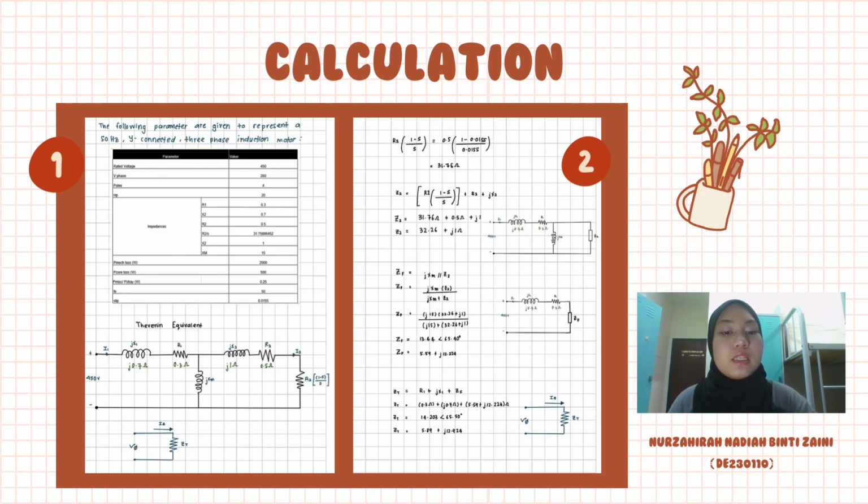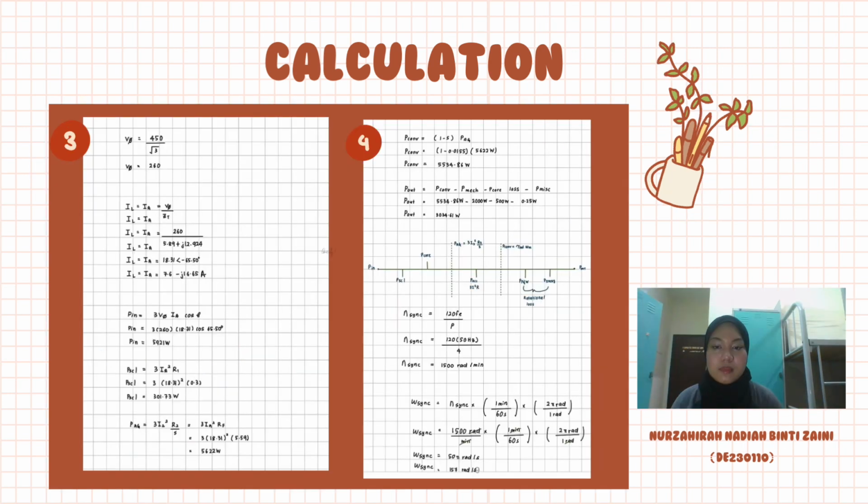Next, we need to find the Z total, which is a series, so we need to add R1 plus jX1 plus ZF. So we get the answer, which is 5.89 plus j12.424. Next, we need to find the V phase. The formula of V phase is rated voltage divide square root 3, equal to 415 divide square root 3. So we get the value of V phase, which is 216.